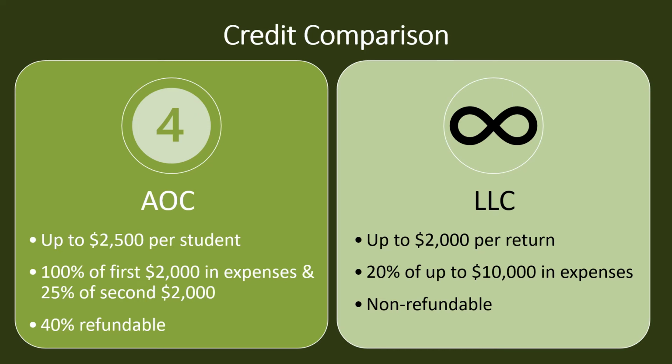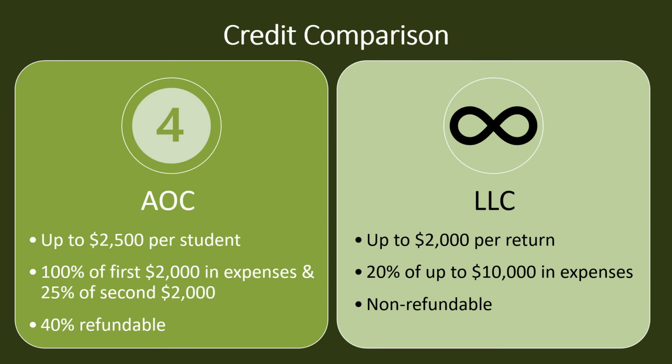And it's calculated at 100% of the first $2,000 in expenses and 25% of the second $2,000, which is $500. And so 2,000 plus our 500, that's how we get our $2,500 in credit. And as we talked about when we were looking at the forms, this credit is partially refundable. So 40% of it is refundable. So even if our taxpayers don't owe any tax, they might still get some back.